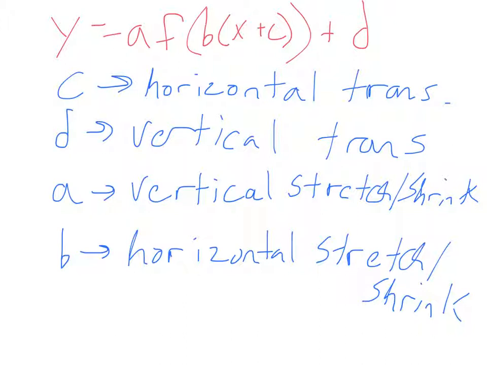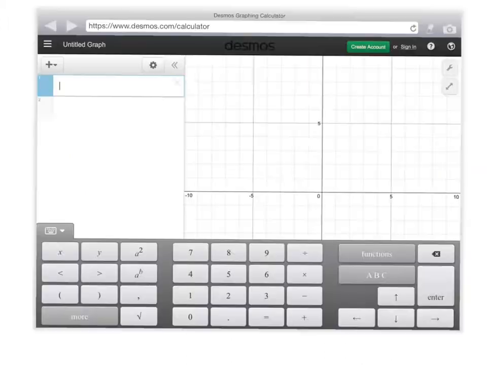Okay, one last type of transformation we want to take a look at is the possibility of reflections. All right, so let's go ahead and do that. All right, so the other type of transformation we want to talk about are reflections.